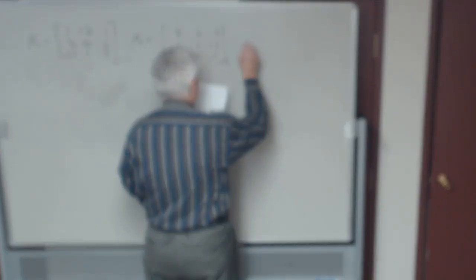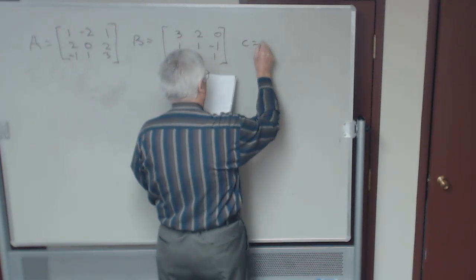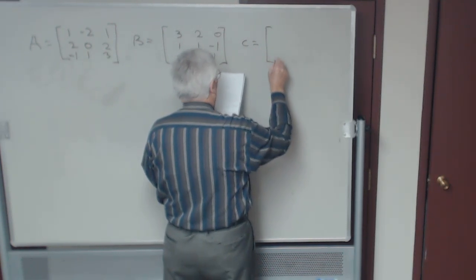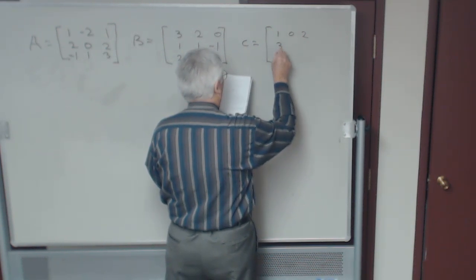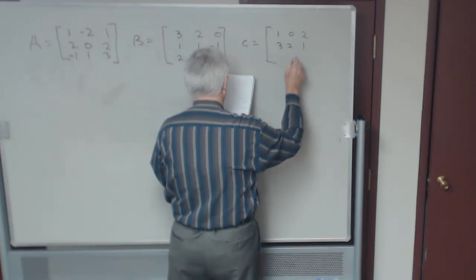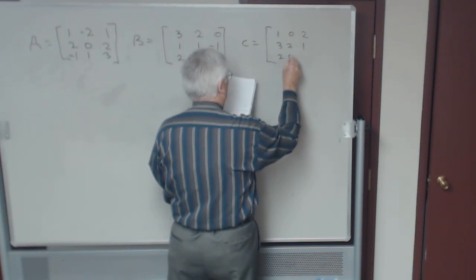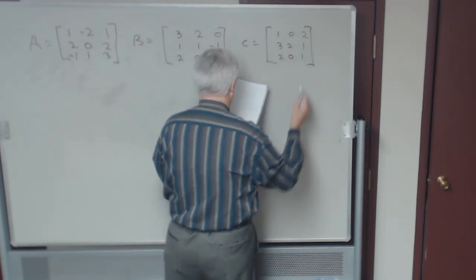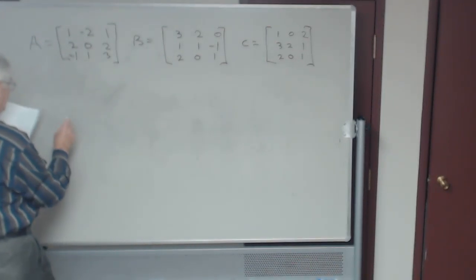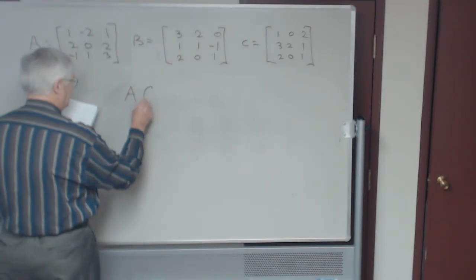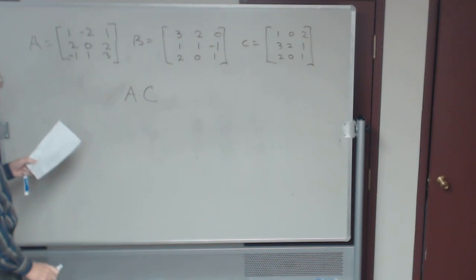And C is 1, 0, 2, 3, 2, 1, and 2, 0, 1. Okay? Now, number 14, that's A times C.